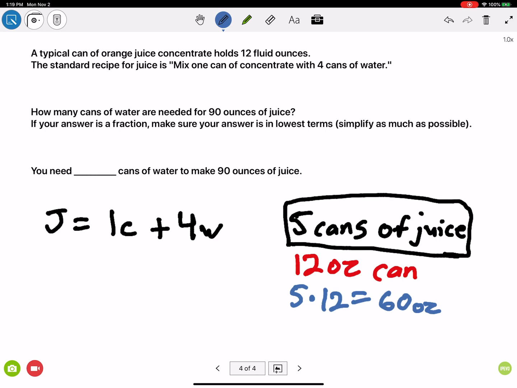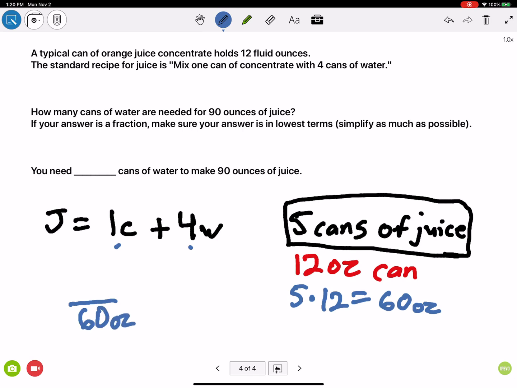Again, we have 5 cans of juice because of the 1 can of concentrate plus the 4 cans of water, because that's the recipe to make juice. And we know that this 1 can is 12 ounces, and these 4 cans are 12 ounces each, which means it's 48 ounces. So now we're going to make a part to whole ratio. Well, we know that the whole ratio involves 60 ounces.